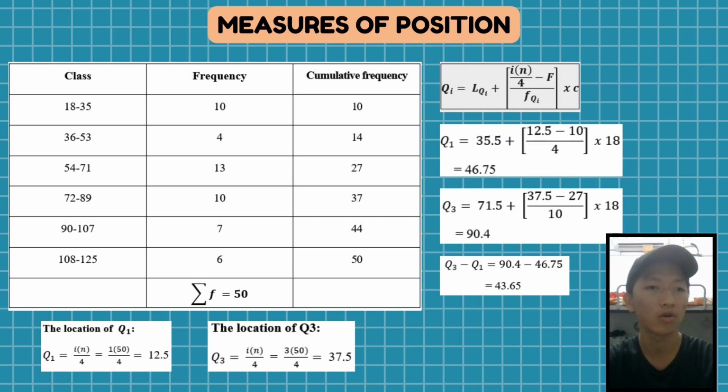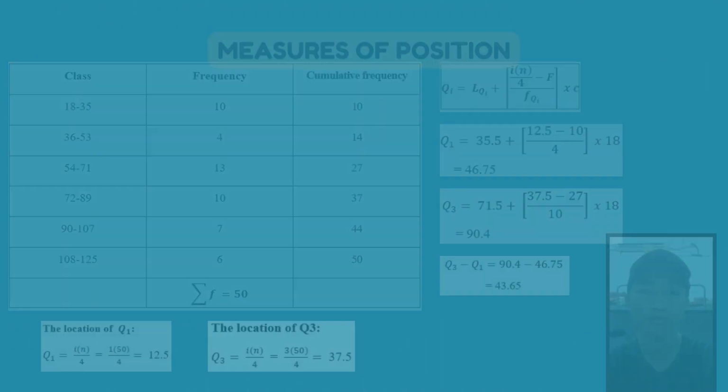After we calculate the locations of Q1 and Q3, by using this equation, we calculate Q1 and Q3. Therefore, Q1 is 46.75 and Q3 is 90.4. And the interquartile range is 43.65.